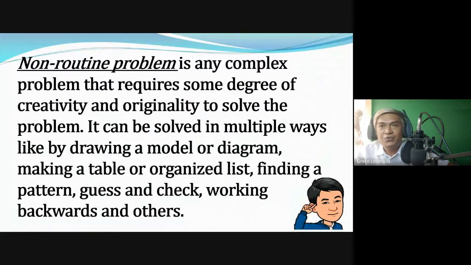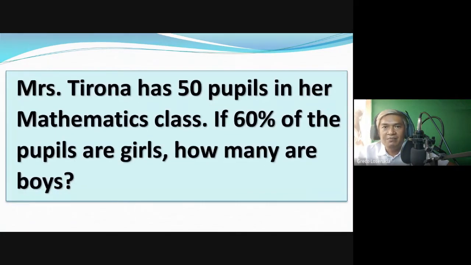Let us now have the non-routine problem. It is any complex problem that requires some degree of creativity and originality to solve the problem. It can be solved in multiple ways, like by drawing a model or diagram, making a table or organized list, finding a pattern, guess and check, and working backwards and others. But today, we're going to use the block model method or drawing a model in order to solve the non-routine problem. Let's have this first non-routine problem.